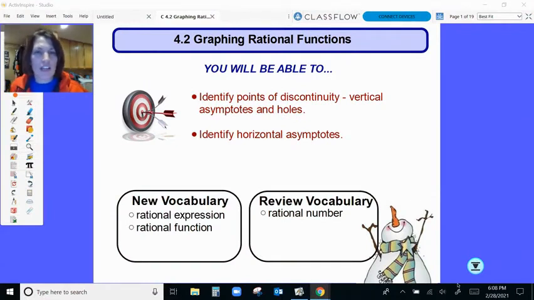Hello everybody, welcome back. Today we're going to begin 4.2. This is the last unit for unit 4. We're going to learn how to graph rational functions, but the first part today, for day 1, we're going to learn how to identify points of discontinuity and horizontal asymptotes.